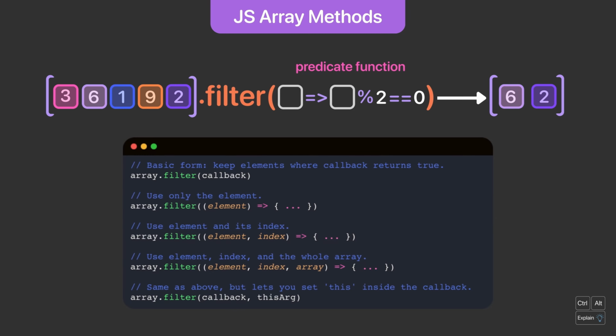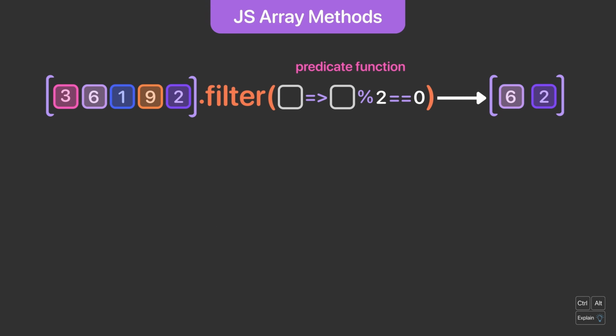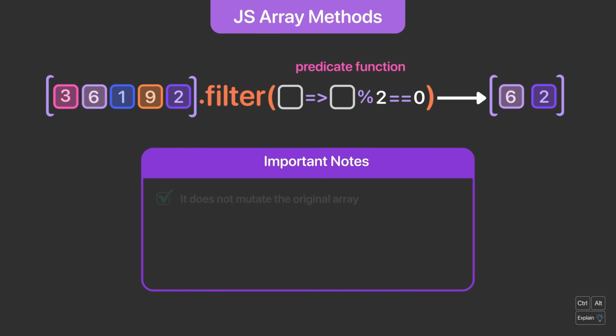Besides the main value, it can also receive the index in the original array. These extra parameters are optional, and you only use them when your filtering logic needs more context. There are a few important things you need to remember about the filter method.